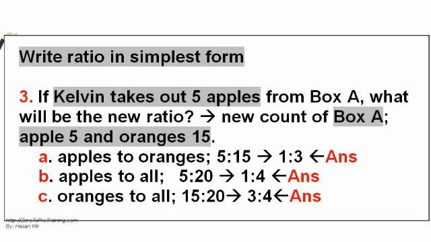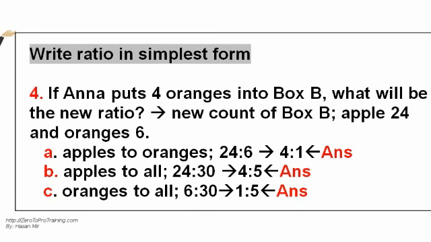Taking out 5 apples from box A, the balance is apples 5 and oranges 15. Apples to oranges 1:3, apples to all 1:4, oranges to all 3:4. Next, putting 4 oranges into box B, the balance is apples 24 and oranges 6. Apples to oranges 4:1, apples to all 4:5, oranges to all 1:5.